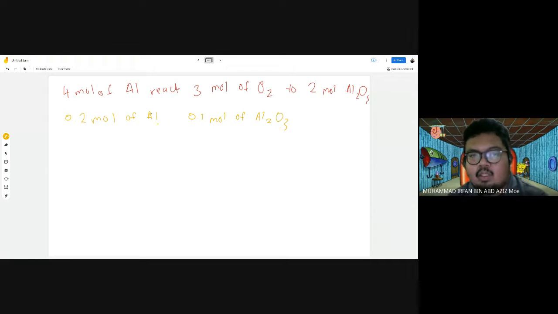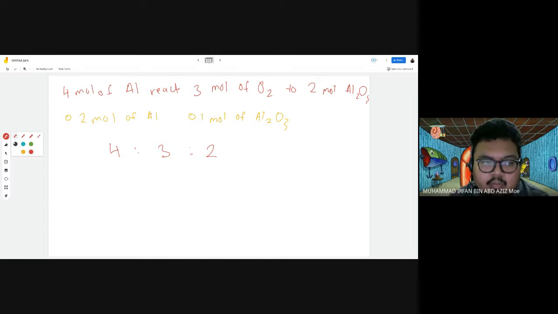So macam mana cikgu dapat? Okay, kita tengok dekat sini. Warna merah tu original. Okay, ratio 4, 3, 2, based on the chemical equation. Based on your calculation, you only dah dapat 0.2 mole of Al. Based on this, kalau kita tengok 4 ni, 2 ni adalah separuh pada 4 ni, half of 4. So 0.2 divide by 2 lah. So you will get 0.1 dekat sini.